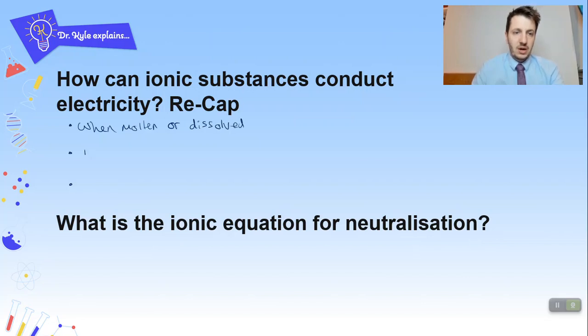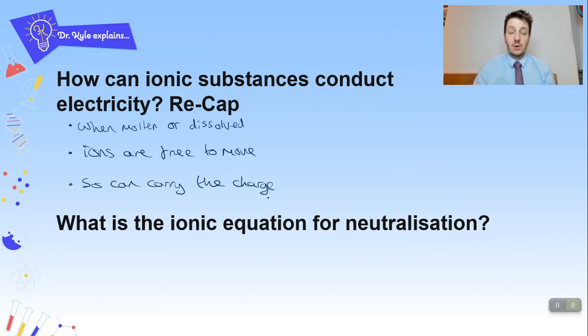What happens? The ions are free to move, and so they can carry the charge. Okay, that's your quick recap. It is really important to understand how ionic substances conduct electricity, and that's when they're molten or dissolved. The ions are free to move, so can carry the charge. So specifically for today's video, it's when they are dissolved that we're going to be looking at.